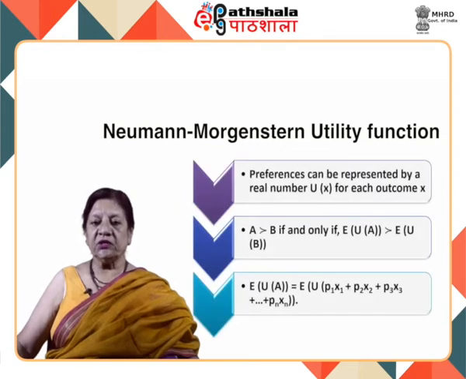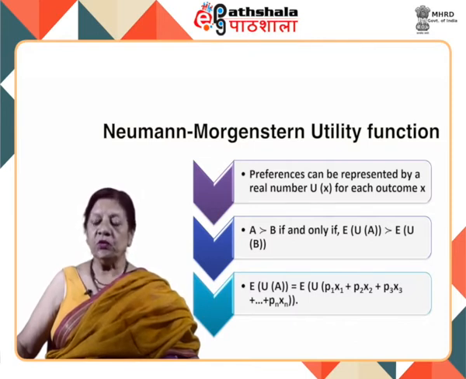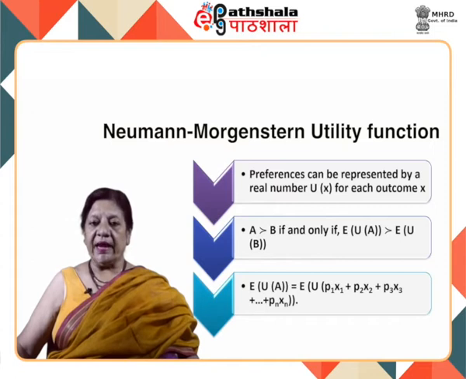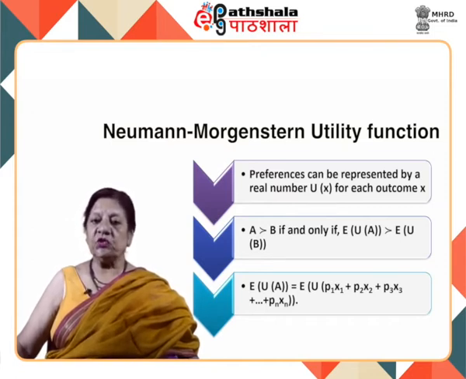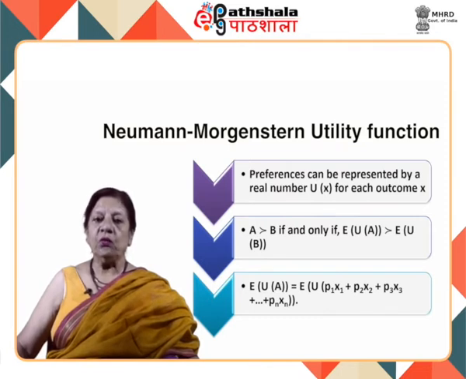With such a utility function, it is meant that for any individual agent, the preferences can be represented by a real number u(x) for each outcome x, such that A is greater than B if and only if E[u(A)] is greater than E[u(B)], where E[u(A)] is equal to E[u](P1 x1 + P2 x2 + P3 x3 + up to Pn xn).